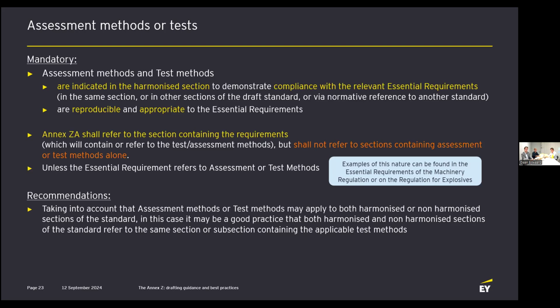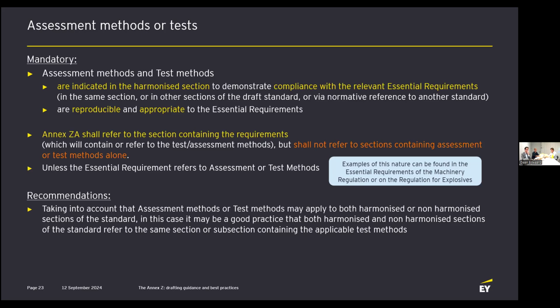So this means that the assessment methods and test methods have to be indicated in the harmonized section, normally accompanying other requirements, to demonstrate compliance with the relevant essential requirements. So this means they can be in the same section of the requirement of the harmonized part, or in other sections of the draft standard, or via normative references to another standard.